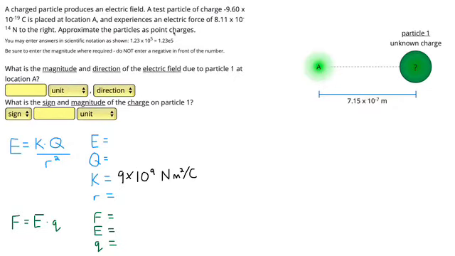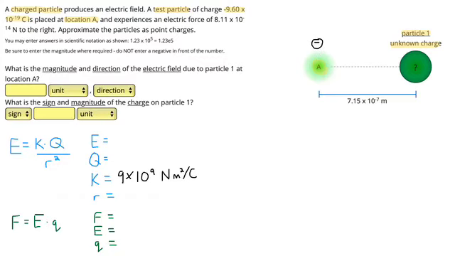In this question, again, we have a charged particle producing an electric field. So that's particle 1 here. We don't actually know the charge of this particle yet, but we know it's producing an electric field that can be felt at location A. It then tells us there's a test particle of charge negative 9.6 times 10 to the 19 coulombs placed at location A. So that's placed here. So I'm just going to draw that on. Here we have this negatively charged test charge placed at location A.